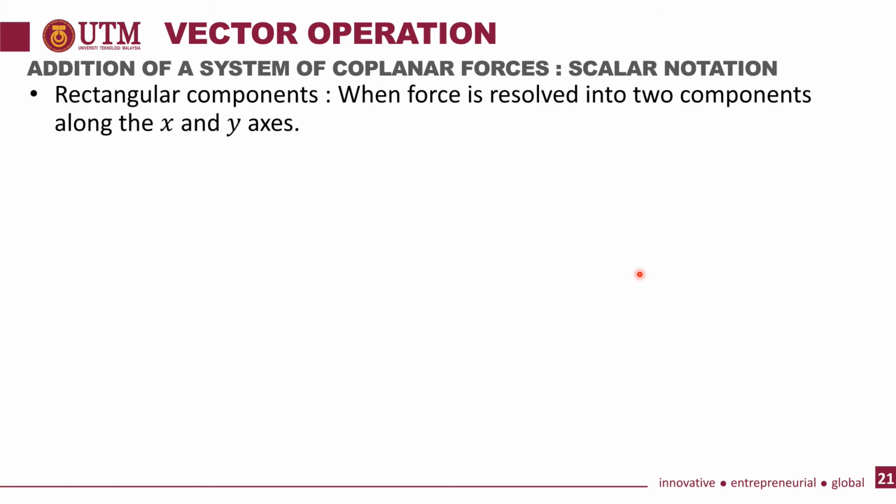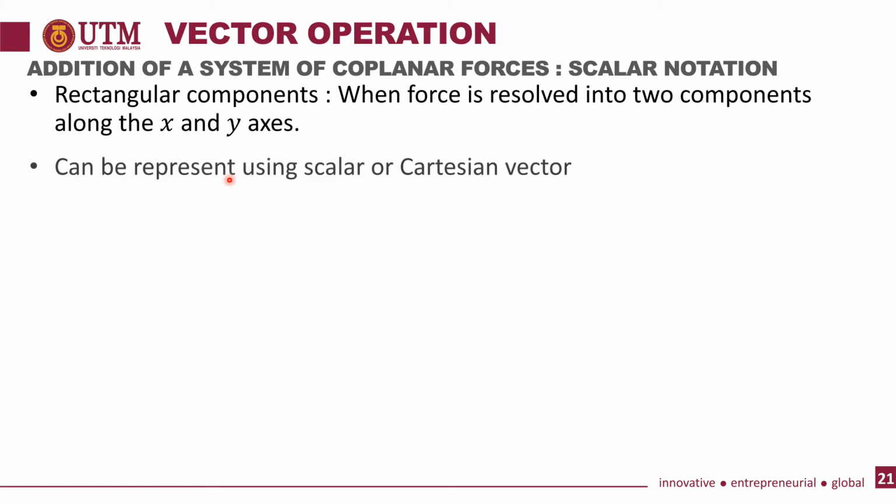Rectangular components is where a force is resolved into two components along the x and y axis. In this section, each force will be divided into two axes, the x axis and y axis. Previously it didn't mention any axis, so you were finding the resultant force in general, but this time you have some axis. If the force has an axis, you can represent it using two methods: scalar or Cartesian vectors.